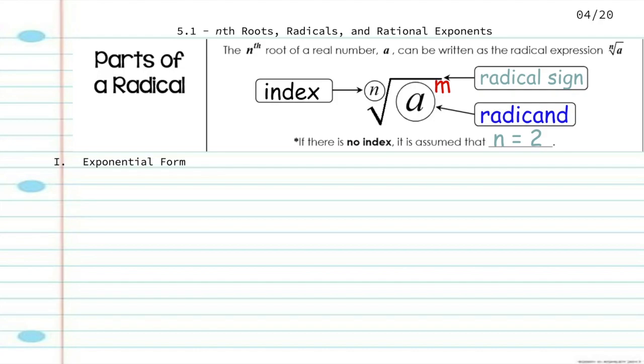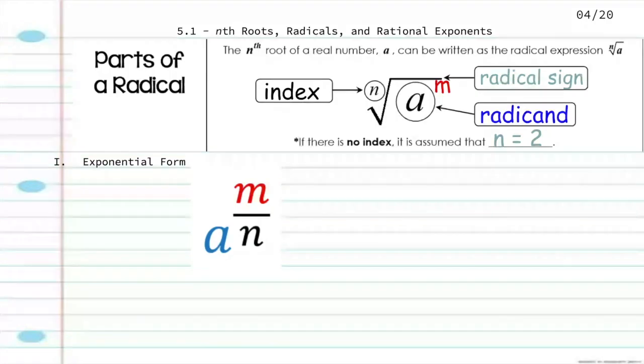Now we want to talk about exponential form. This right here is what we call exponential form, where you have your radicand or your coefficient, and then you have m and n. Those are both raised in a power. I know it's kind of hard to see, but they are raised in a power. So m, again, is on top over your index. So everything just kind of slides around.